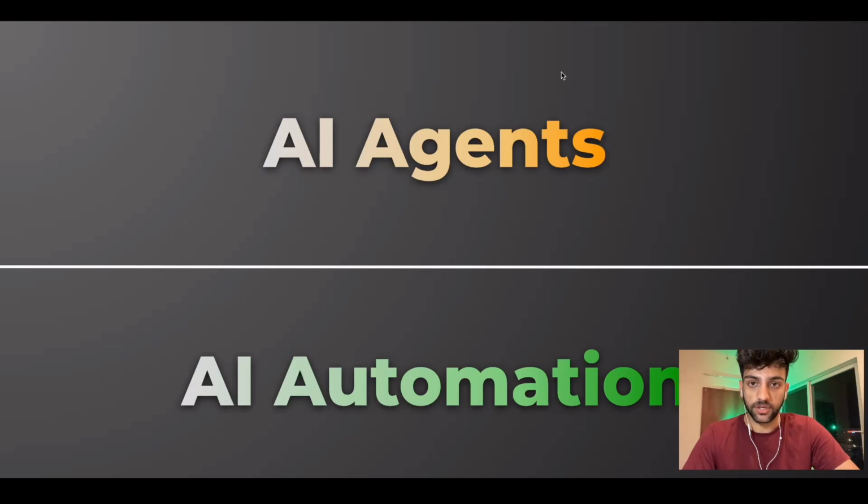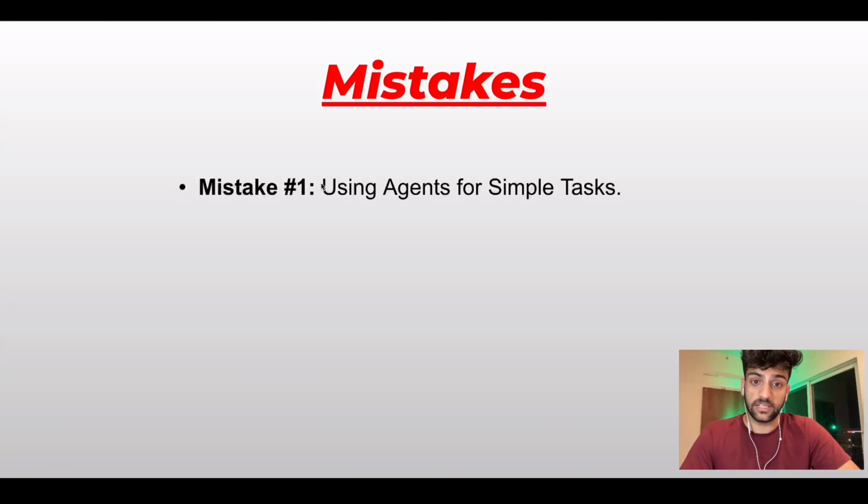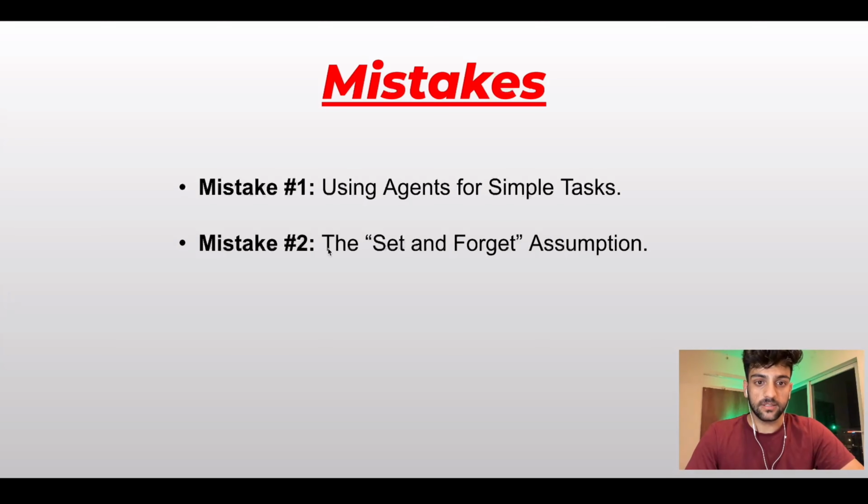Before ending this video, I want to briefly say where people make mistakes using AI agents for simple tasks. You do not have to use AI agents for simple tasks. You can basically set accurate design guardrails where it follows certain instructions and you are good to go. Mistake 2, the set-and-forget assumption. Always remember that both AI agents and AI automation require maintenance.